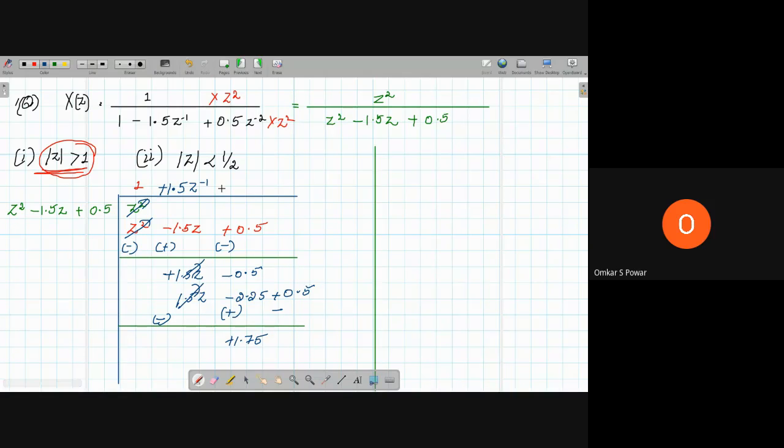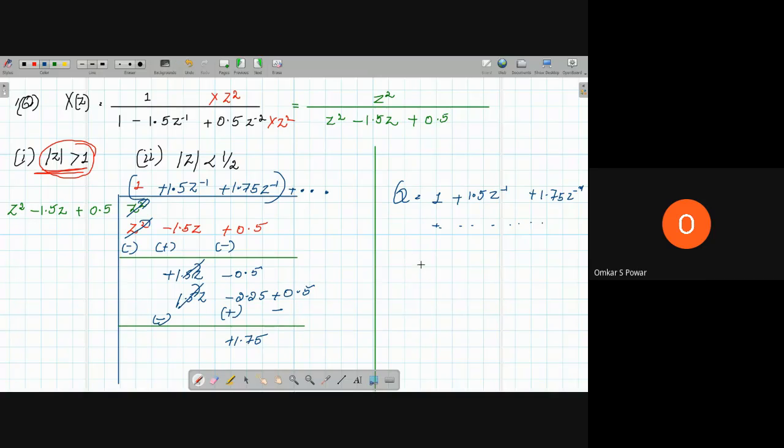What do you have to do here? Plus 1.75 z to the power of minus 1. So get the first three terms. We did not do everything, but getting the first three terms is more than enough. So our quotient is 1 plus 1.5 z to the power of minus 1 plus 1.75 z to the power of minus 1, and so on.